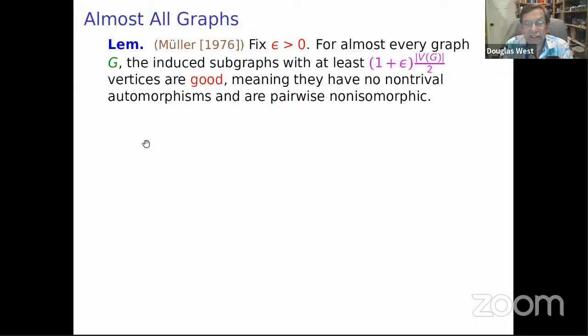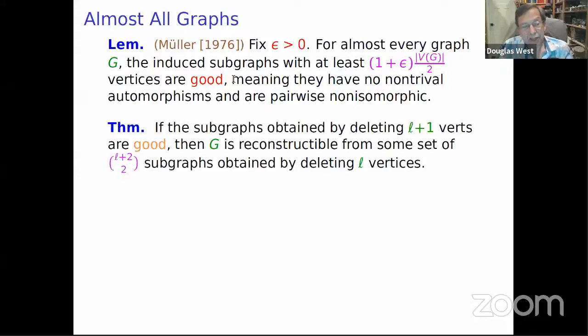The key property we need is that when you take more than half of the vertices, say at least (1 plus epsilon) times half of the vertices, when you take the induced subgraphs with that many vertices, almost every graph will have the property that those subgraphs have no non-trivial automorphisms and they're pairwise non-isomorphic. We call that being good for these subgraphs. And the theorem we actually prove is that if the subgraphs obtained by deleting L plus 1 vertices have this property of being good, then G will be reconstructible from some set of (L+2 choose 2) subgraphs obtained by deleting L vertices, deleting one less.